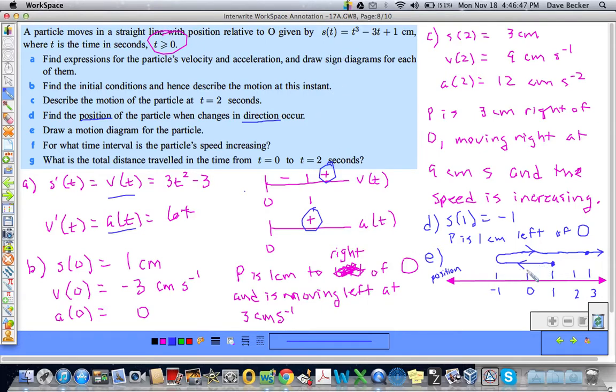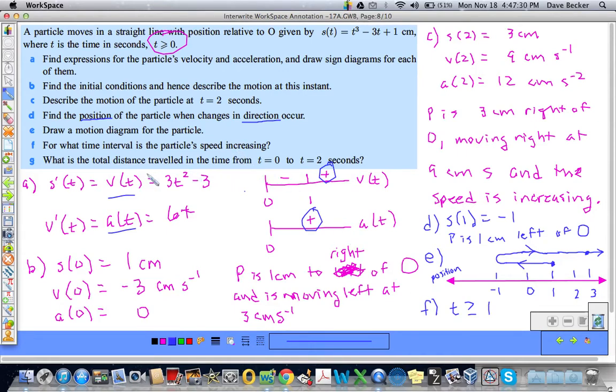Pretty simple. Okay, F. For what time interval is the particle's speed increasing? Well, we kind of did that back here in part C. Speed is increasing when velocity and acceleration are the same sign. Well, acceleration is always positive, and velocity is only positive when t is greater than or equal to 1. So when are they positive at the same time? Well, that would be for t greater than or equal to 1 is when the speed is increasing.